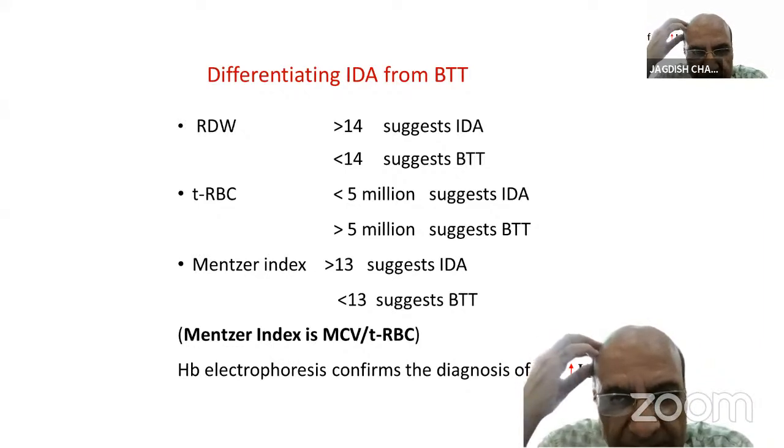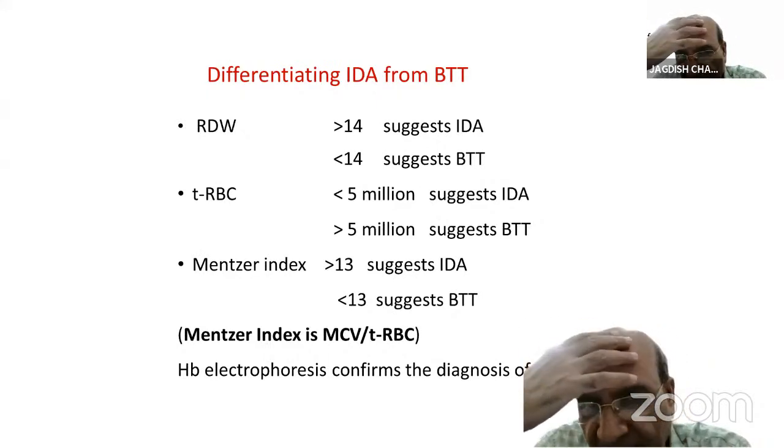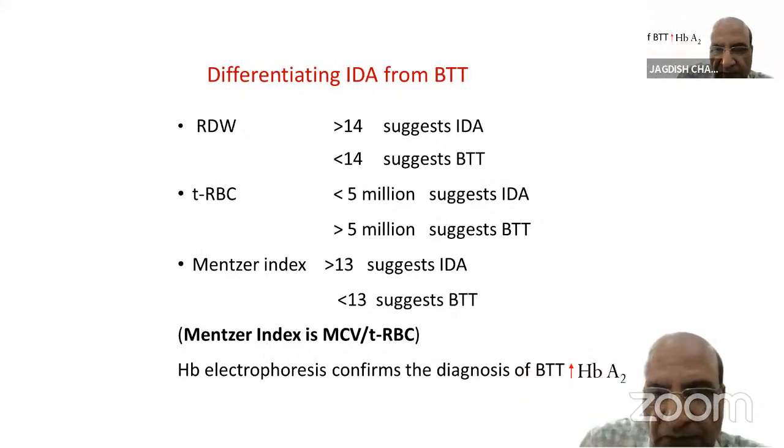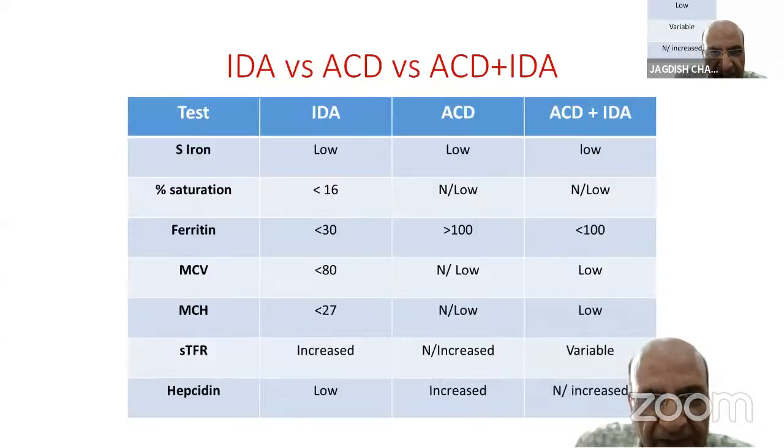The RBC count would be less proportionately depending upon the severity of anemia, and it would be more than 5 million. These are the cutoffs for beta thalassemia trait. And Mentzer index, which is MCV divided by total RBC count, this would be less than 13 in beta thal trait and more than 13 in iron deficiency anemia.